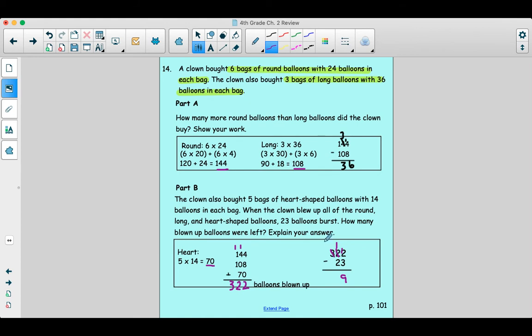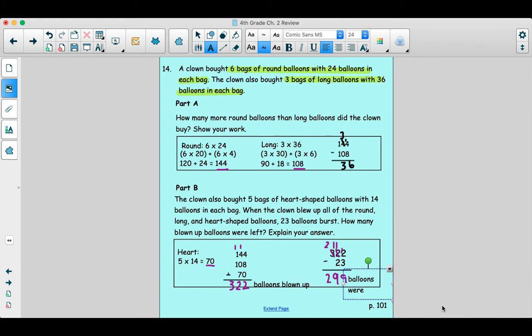So we're going to borrow from the hundreds place. We're going to take one of those hundreds and put it over here. So now we have 11 tens minus 2 tens, or 11 minus 2. And that's 9. 2 minus nothing is 2. All right, so we still ended up with 299, and that is how many balloons were left. All right, woo, that was a longie.